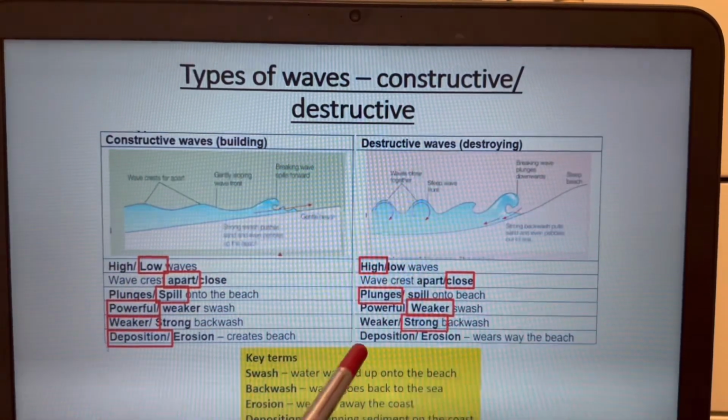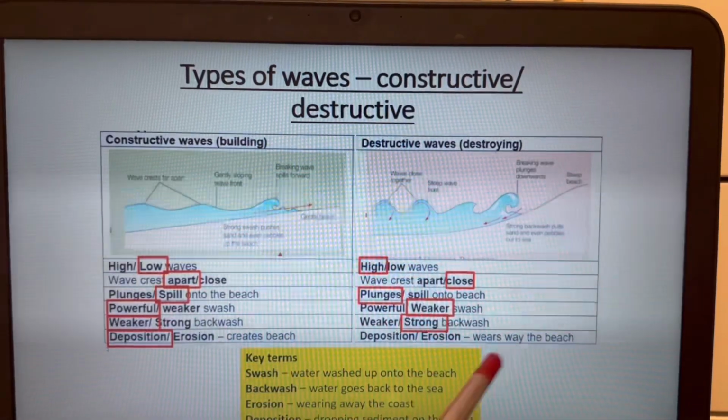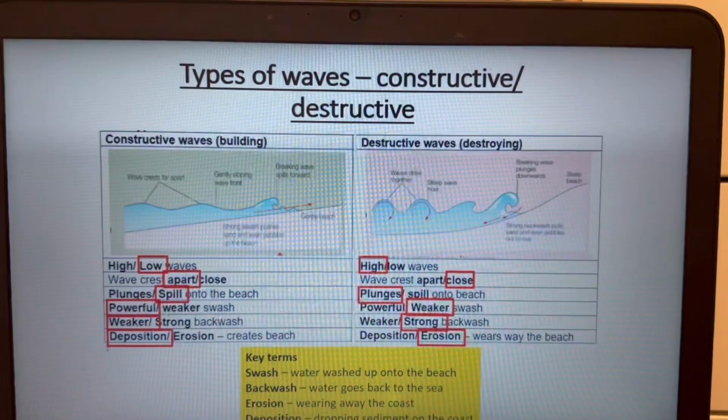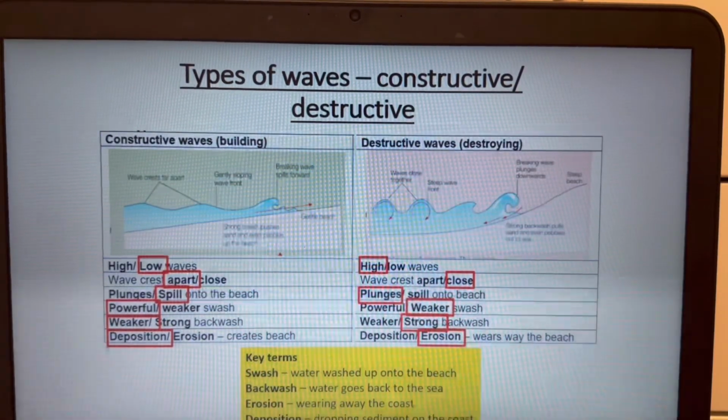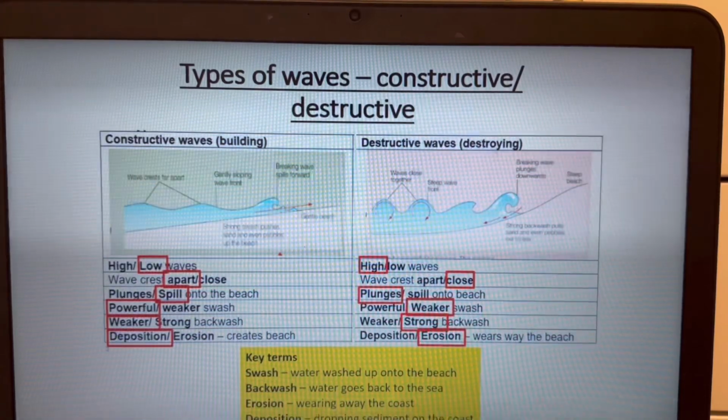Remember, deposition or erosion: it's not going to deposit lots. It's going to take away lots. It's going to wear the beach away, so erosion is much greater. Please remember these ideas. This could be a 4 marker or a 2 marker. Have a practice question which says, describe the characteristics of different types of waves.